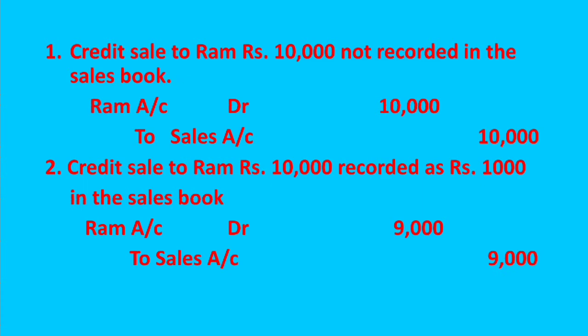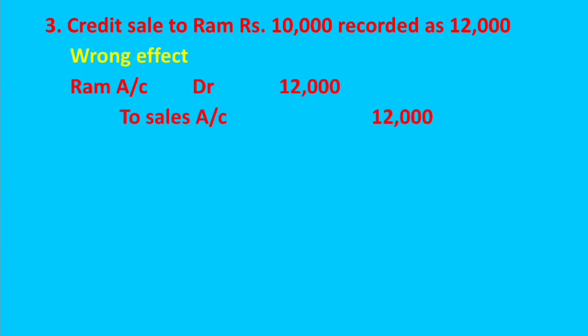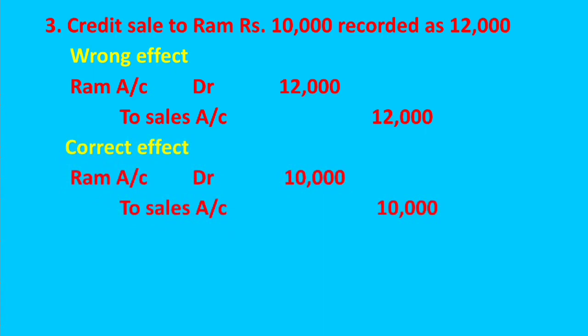Now third one. Credit sale to Ram rupees 10,000 recorded as rupees 12,000. Here also we have recorded the transaction, but for a higher amount. We have debited Ram's account and credited sales account for rupees 12,000. Wrong effect. And the correct effect should be Ram account debtor to sales account 10,000. Here Ram's account shows an extra debit of 2,000 and sales account shows an extra credit of 2,000. And we have to rectify it.